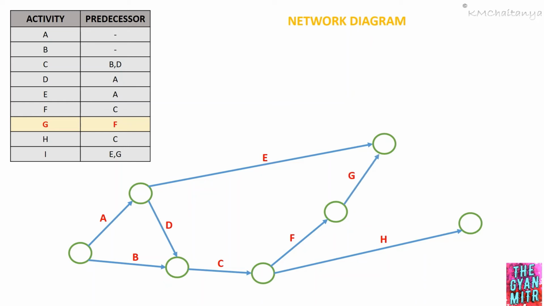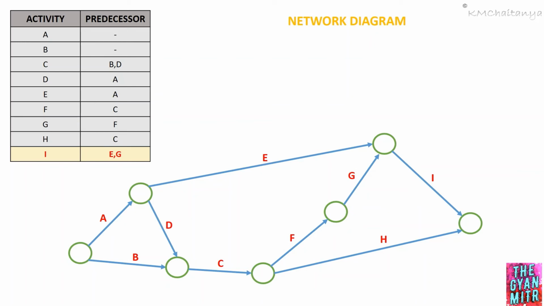Now you could wonder why I have merged activity E and activity G. For this, we have to look into the table. In the table, we can clearly see for activity I, I have activity E and activity G as the predecessor. Therefore, I have merged activity G and activity E in order to get activity I.